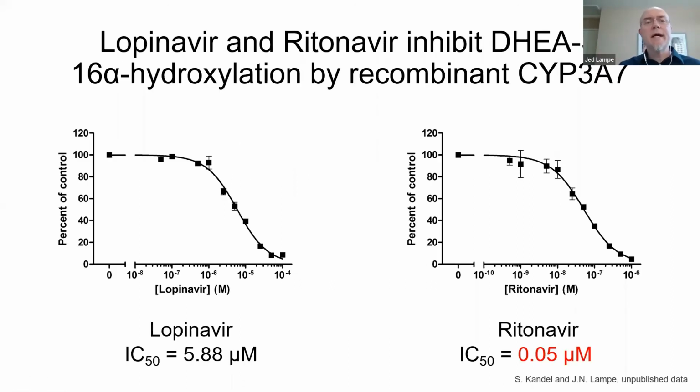So keep that in the back of your mind. Then we did our IC50 studies again with lopinavir and ritonavir. In this case, lopinavir has an IC50 of around 6 micromolar. So that's close to the KM, even a little higher than the KM, so you wouldn't expect it impacting DHEAS oxidation that much. However, ritonavir has an IC50 of 50 nanomolar. So this is an even tighter, more potent inhibitor of DHEAS oxidation than it was of the luciferin substrate.